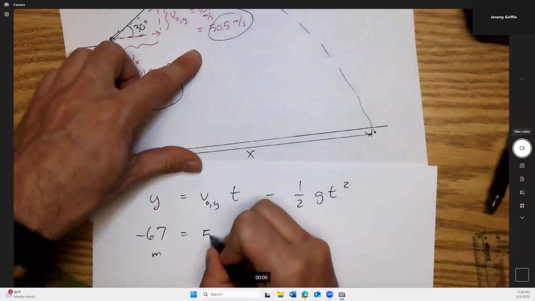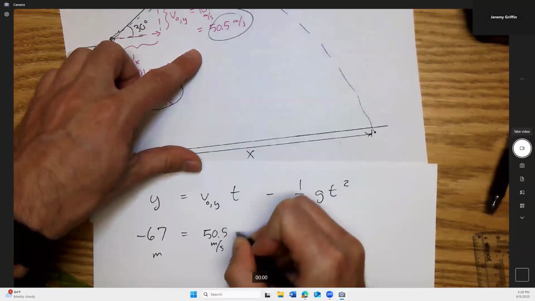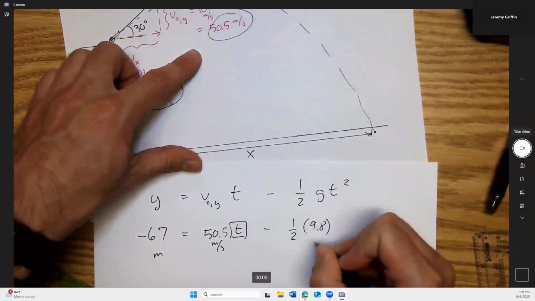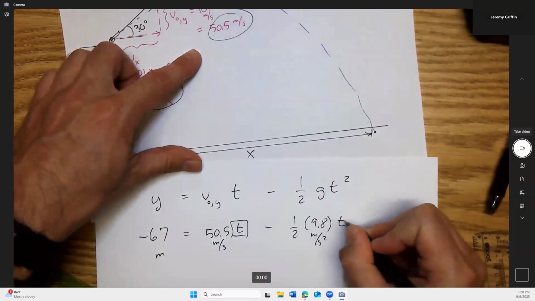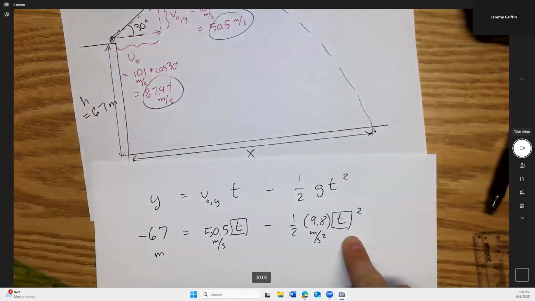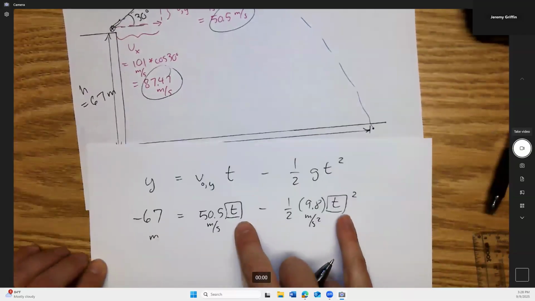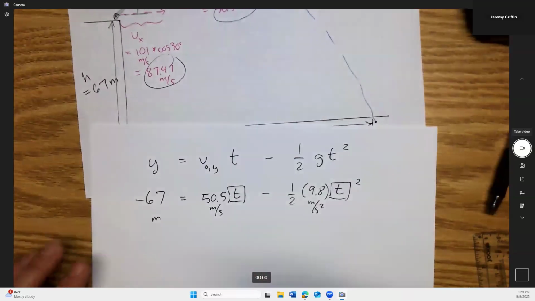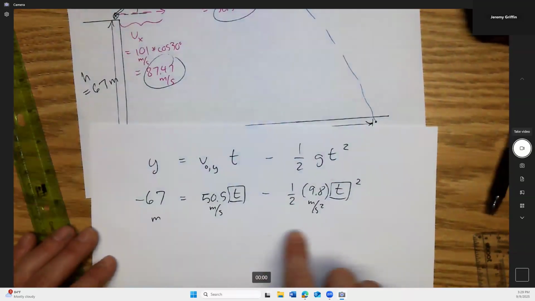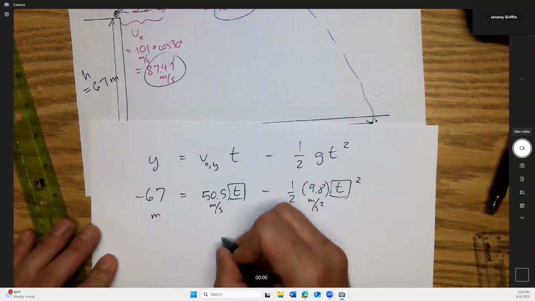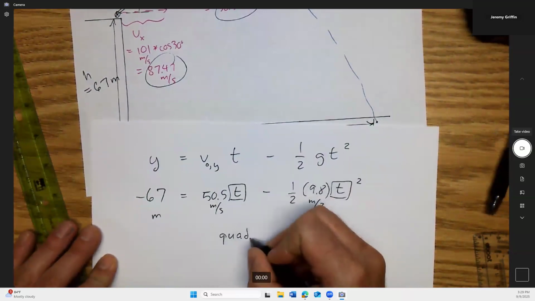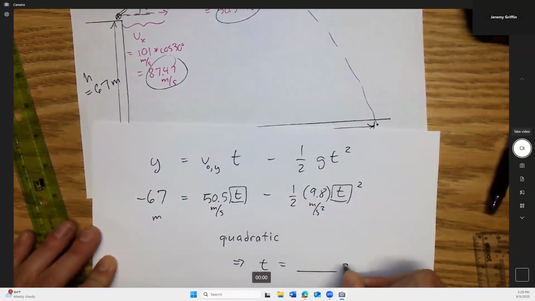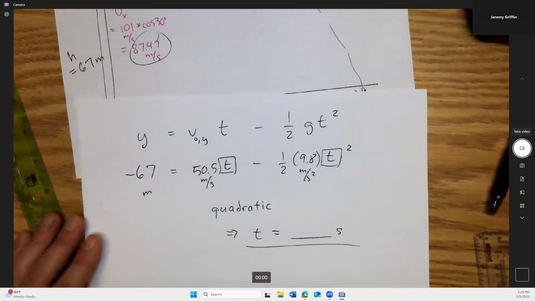So this would be positive 50.5 meters per second times some time I'm solving for. Then minus 1/2, 9.8 meters per second squared, and then t I'm solving for again, squared. Okay? Now, you're solving for this t. Here's t squared. Here's t. Here's a number. Can I add the 67 over and get this like in a quadratic equation form, like ax squared plus bx plus c equals 0? Okay. So I'm just going to write the word quadratic because I'm really short on time. Then I'll get t equals some number of seconds. You guys got that? It's going to be a quadratic equation. Can you guys see that?